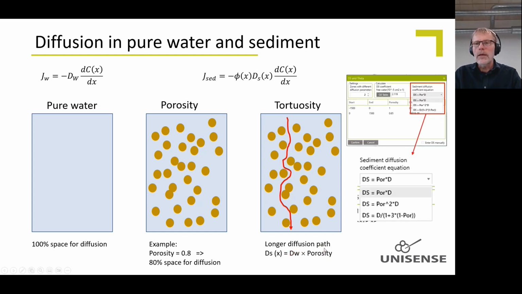But there are different ways of doing it, and the software has the options here. The simple one is the porosity times diffusion coefficient. That's the first one here. The second is porosity squared times diffusion coefficient. That's more for low porosity sediments, very compact sediments.